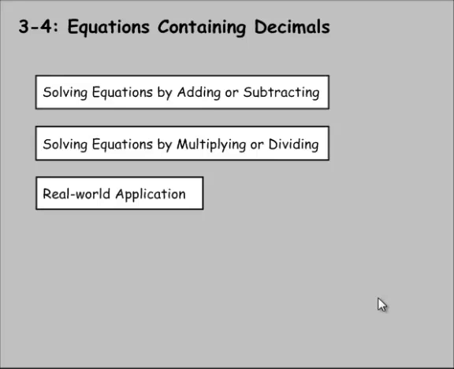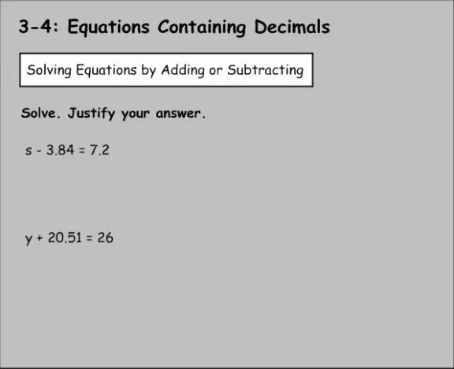For lesson 4 of chapter 3, we have equations containing decimals. So first we're going to solve equations with adding and subtracting, then we'll look at multiplying and dividing, and we'll do a real-world application. So for these we need to solve and then justify our answer or prove our answer correct. We have s minus 3.84 equals 7.2.